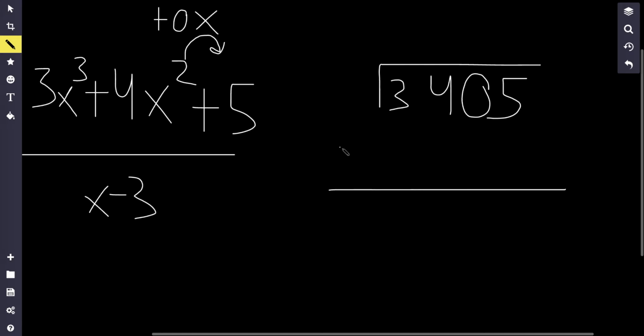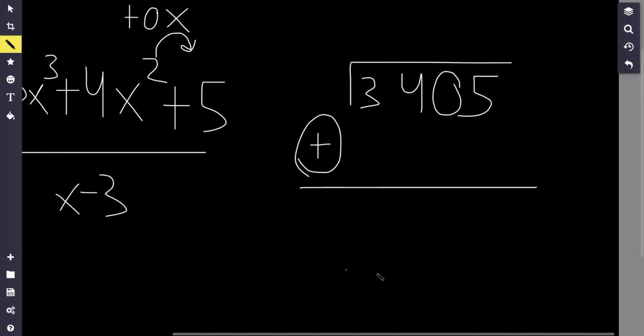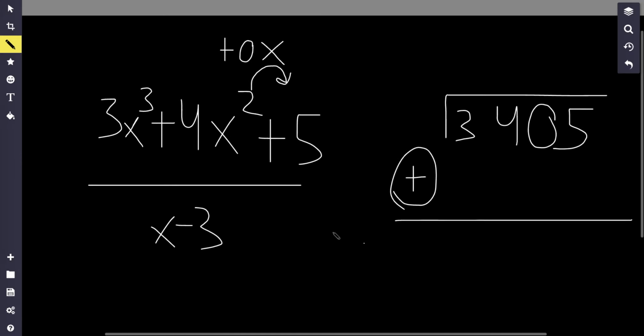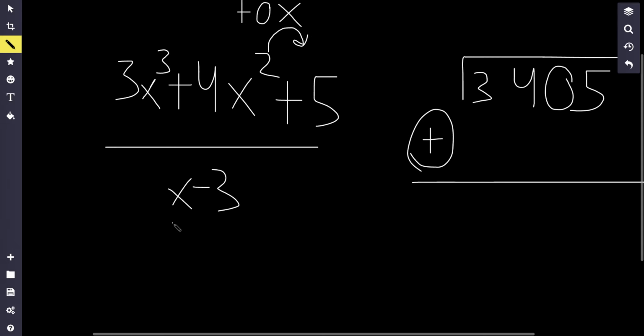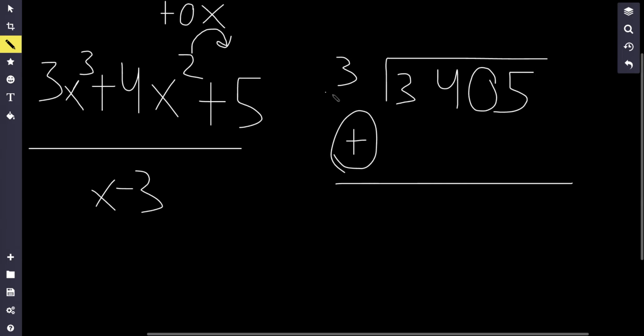I'm going to draw the line underneath. I'm going to put an addition sign. And now, once again, we have to look at what makes the denominator equal to 0. So what makes x minus 3 equal to 0? Well, if I plug in a 3 for x, I'm going to get 3 minus 3, which is equal to 0. So on this top left part, I'm going to put a 3.